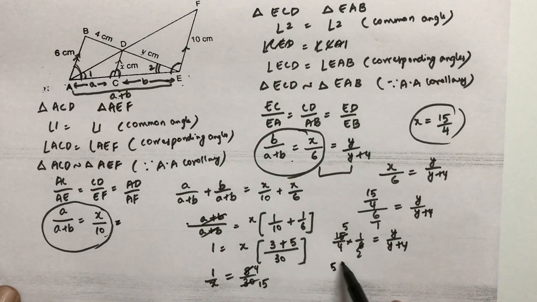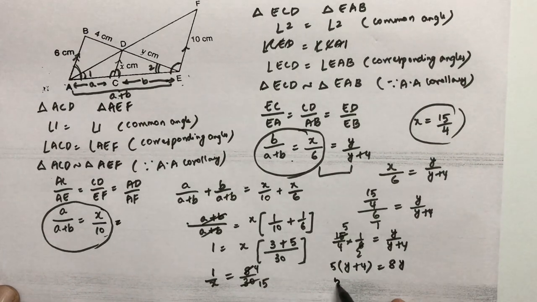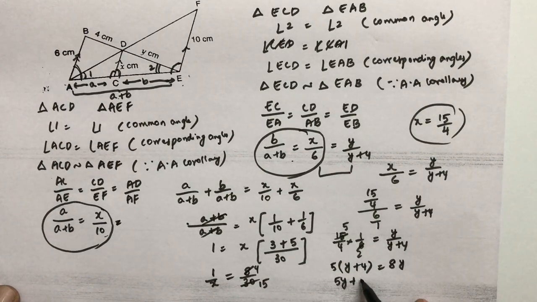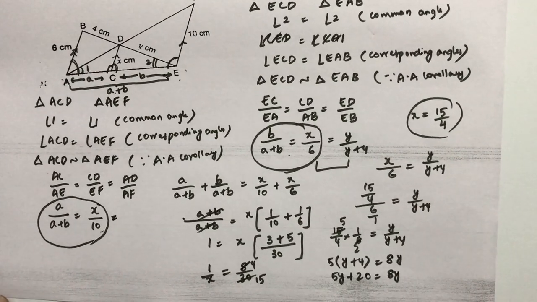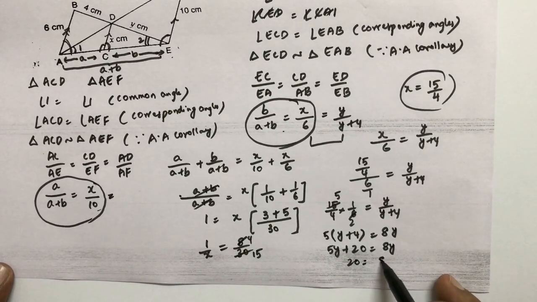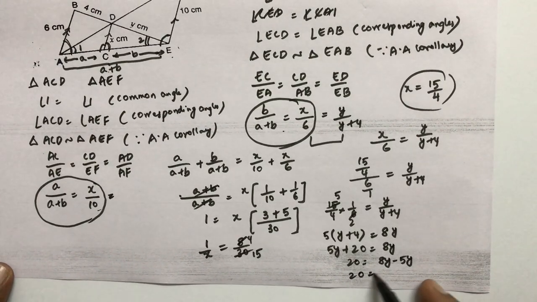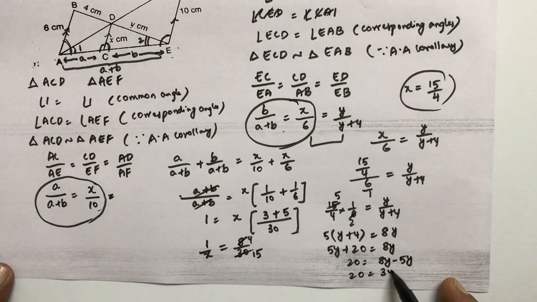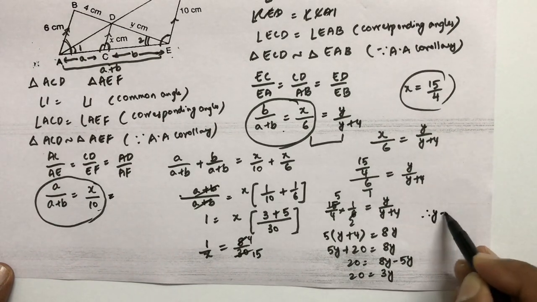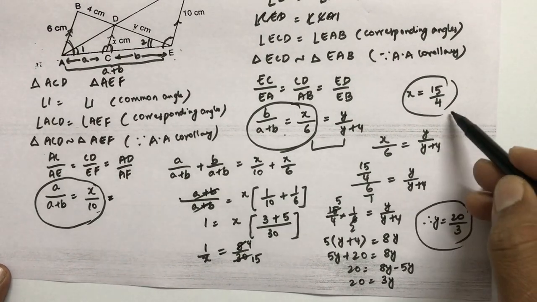If we cross multiply, 5 into Y plus 4, and 8 times Y. So 5Y plus 5 times 4, 20, equals 8Y. If we simplify further, 20 equals 8Y minus 5Y. So 20 equals 3Y. So the value of Y equals 20 by 3. In this way, we find the values of X and Y.